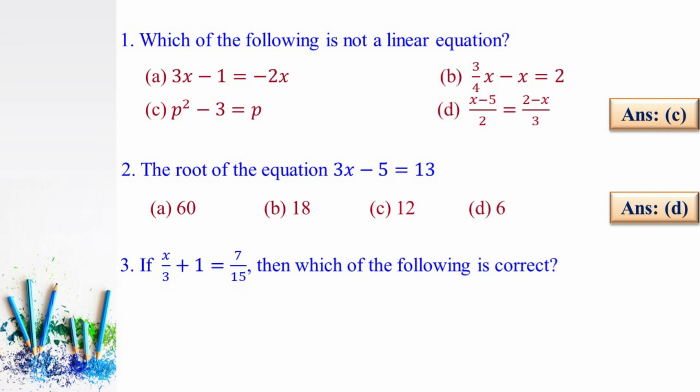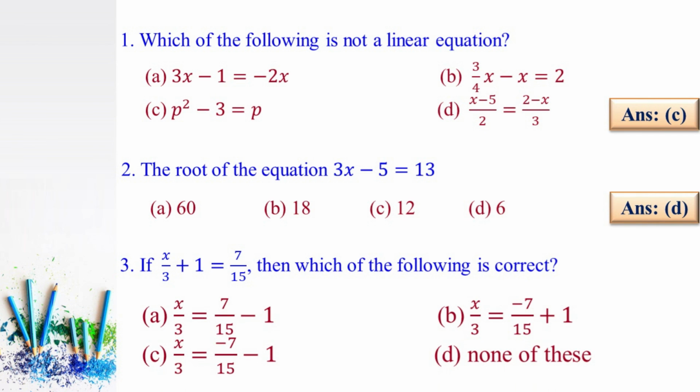Next, third question. If x by 3 plus 1 equals 7 by 15, then which of the following is correct? Option A, x by 3 equal 7 by 15 minus 1. Option B, x by 3 equal minus 7 by 15 plus 1. Option C, x by 3 equal minus 7 by 15 minus 1. Option D, none of these.